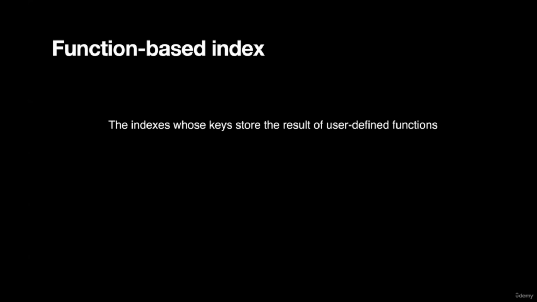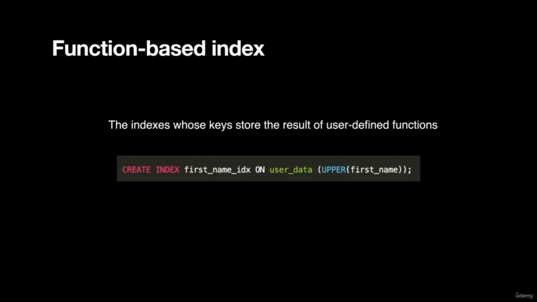Number 6, function-based index. The most flexible index type is the method of functional indexes, the indexes whose keys store the result of user-defined functions. Functional indexes are often built on fields whose values are pre-processed before being compared in an SQL command. For example, when comparing raw data in a case-insensitive manner, the upper function is often used. Creating a functional index with the upper function improves the efficiency of such comparisons.